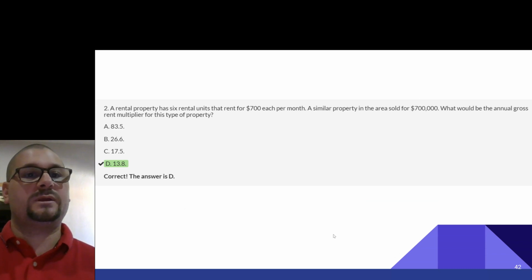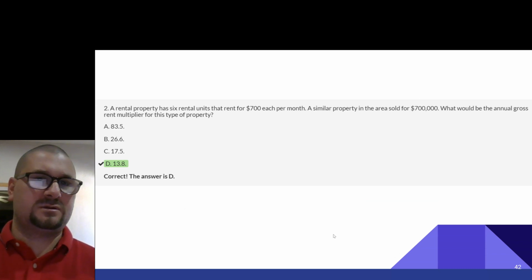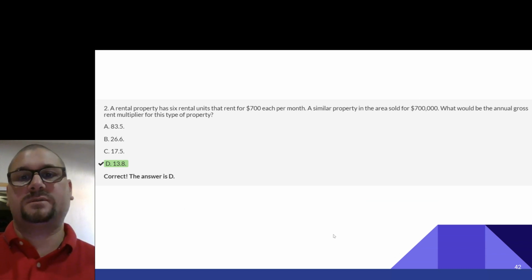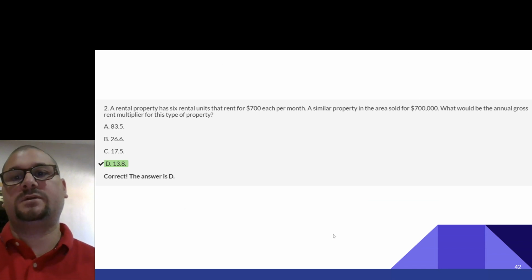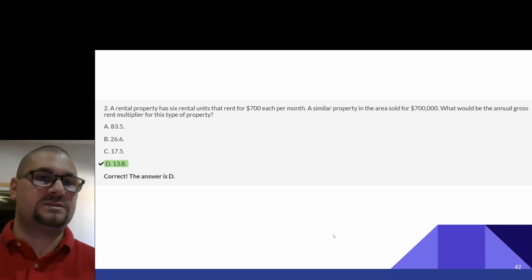A rental property has 6 rental units that rent for $700 each per month. A similar property in the area sold for $700,000. What would be the annual gross rent multiplier for this type of property?